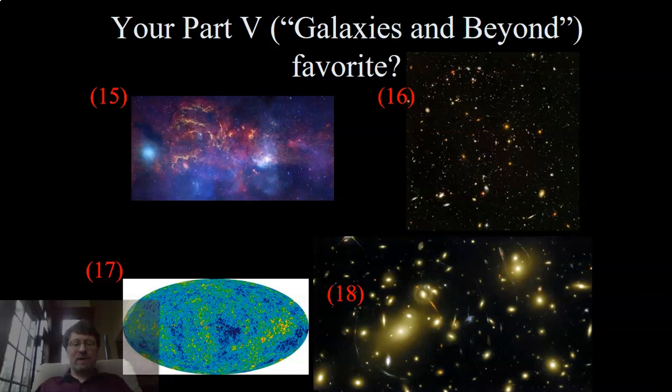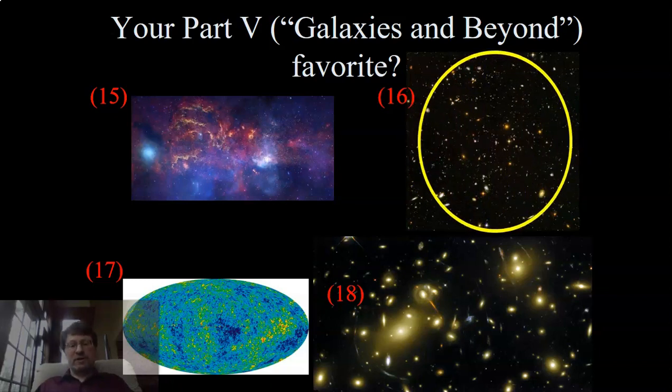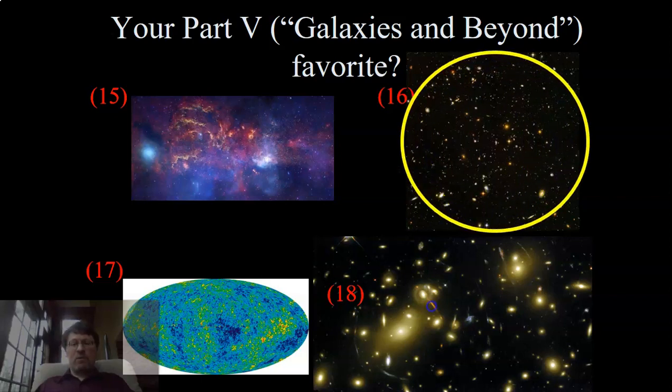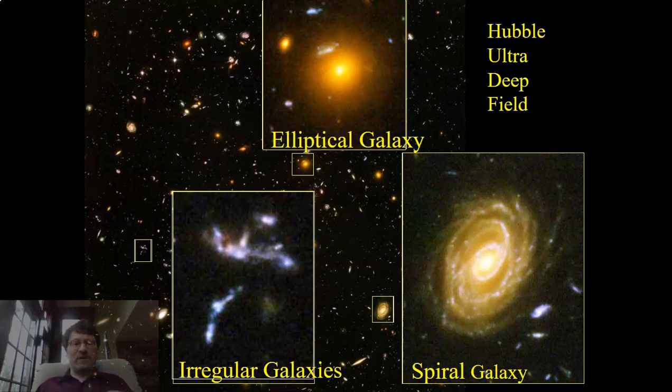What's your favorite among these? Mine is the Hubble Ultra Deep Field. And we'll go ahead and zoom in on three of the galaxies in that deep field, an elliptical, a spiral, and a regular. If I could only show you one picture from that part of the book, this would be the one it would be.